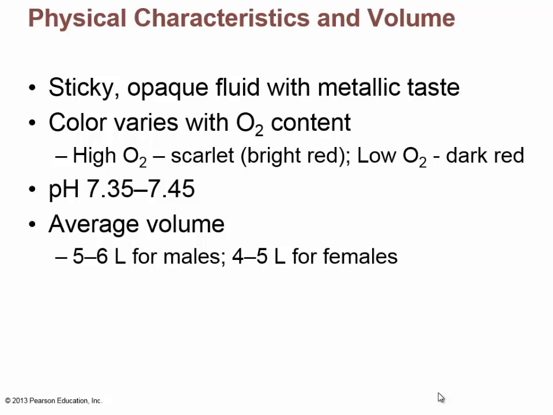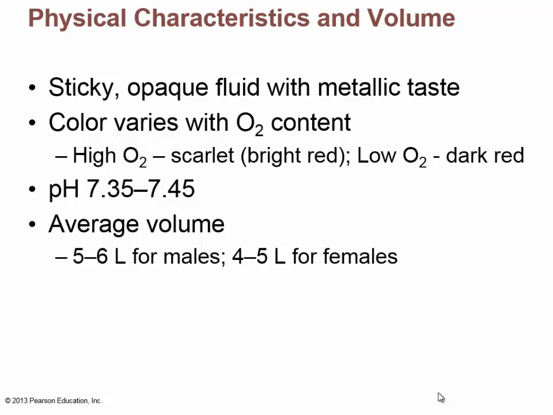Other characteristics of blood: blood is a sticky, opaque fluid with a metallic taste. Does anyone know what metal is in there? It's iron. Now, the color of blood varies. It's all red. It's not blue. But it varies in shades of red. Highly oxygenated blood is a bright scarlet red. Low oxygenated blood is a very dark red, almost to the brown-black point.